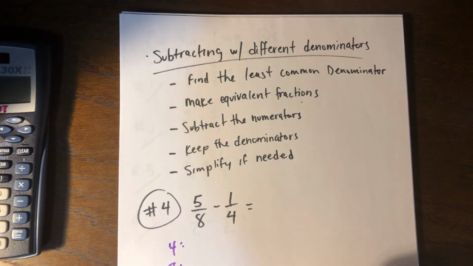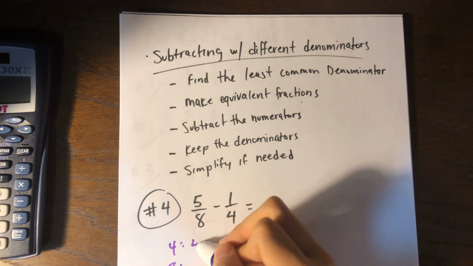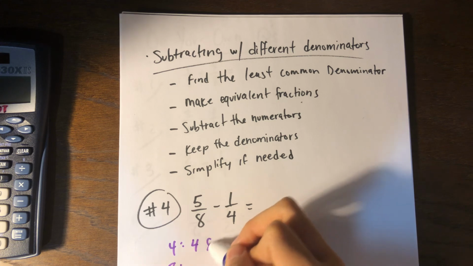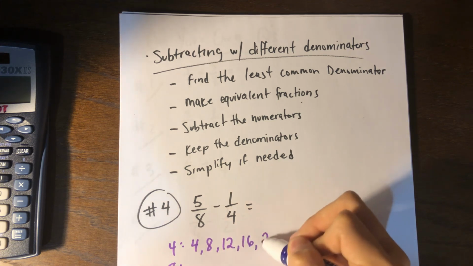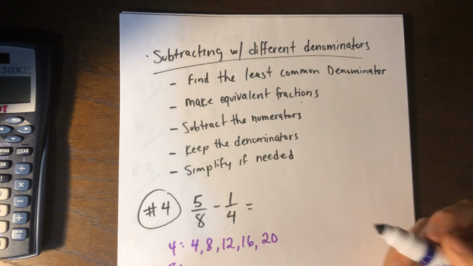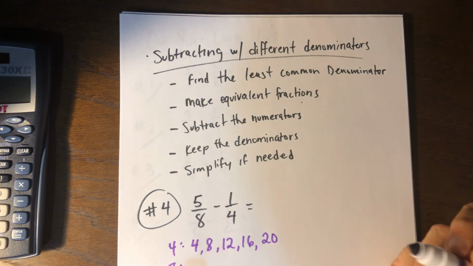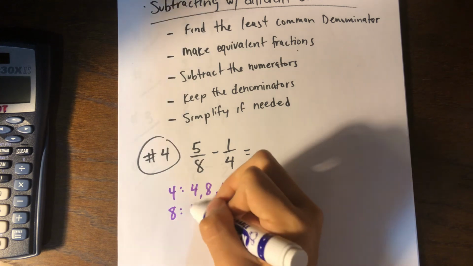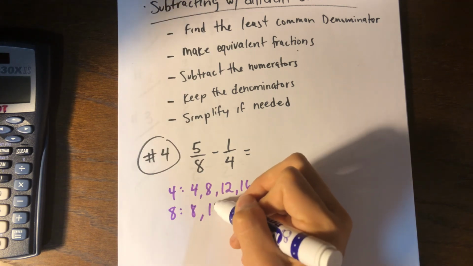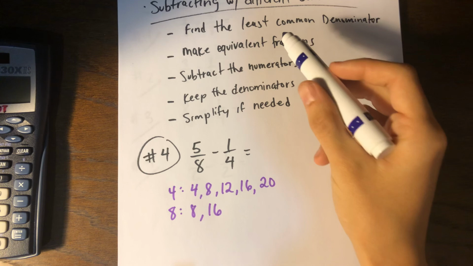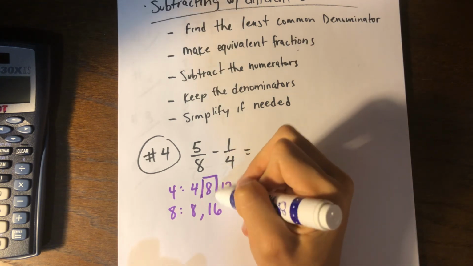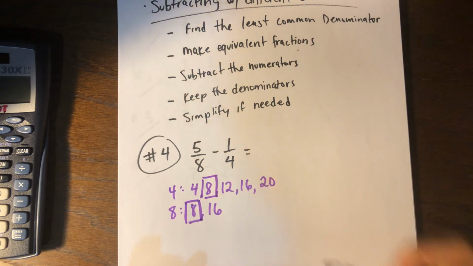Find their least common multiple. So we have 4, 8, 12, 16, 20. Did I go too far? Let's see. 8 times 1 is 8. 8 times 2 is 16. So which number did they have in common? 8. 8 is the least common denominator. So 8 is the denominator we're going to be using.